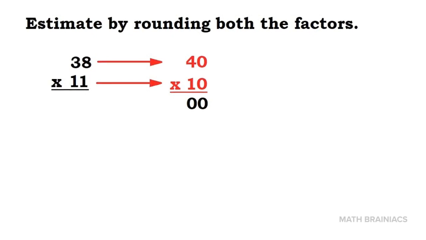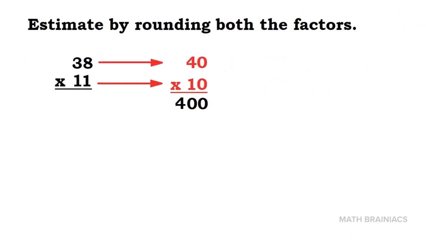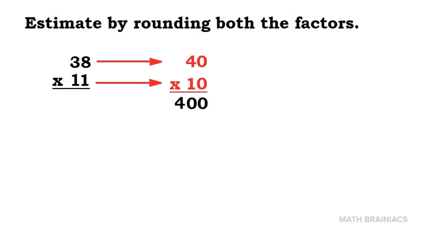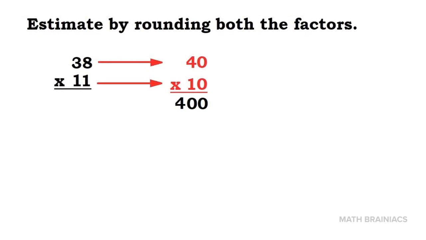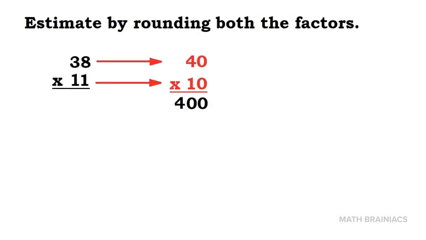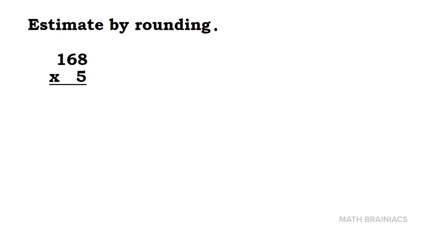You have two zeros on the multiplicand and multiplier. Straight off, you can put down the two zeros on the answer. Working on 1 times 4, it will give us 4. Subsequently, 38 times 11 will give us about 400. Let us work on another example so that you can hit it off.